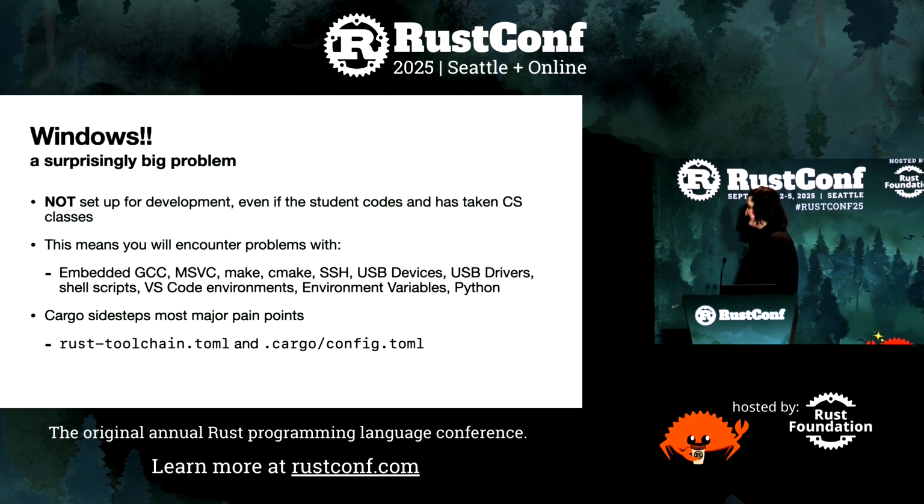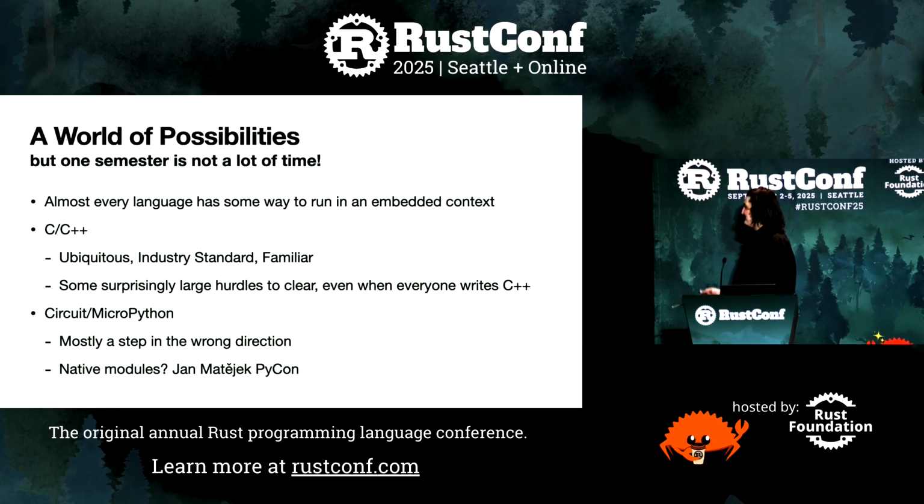And so this is where Rust comes in. We sidestep a lot of the major pain points by just including a Rust toolchain.toml and config.toml, which you might not be familiar with if you only write for a desktop environment. This lets us define what microcontroller we're compiling for, and you don't have to have students worrying about downloading which version of GCC and trying to install stuff. So I talked about a world of possibilities with the microcontrollers stepping up to 32-bit.